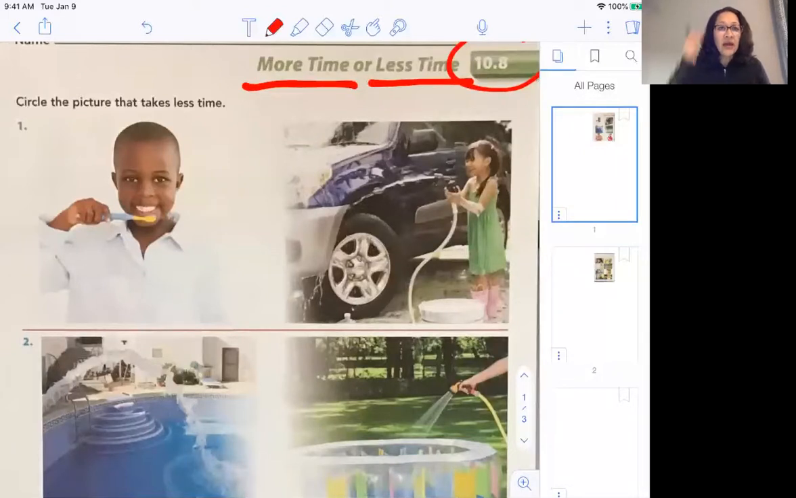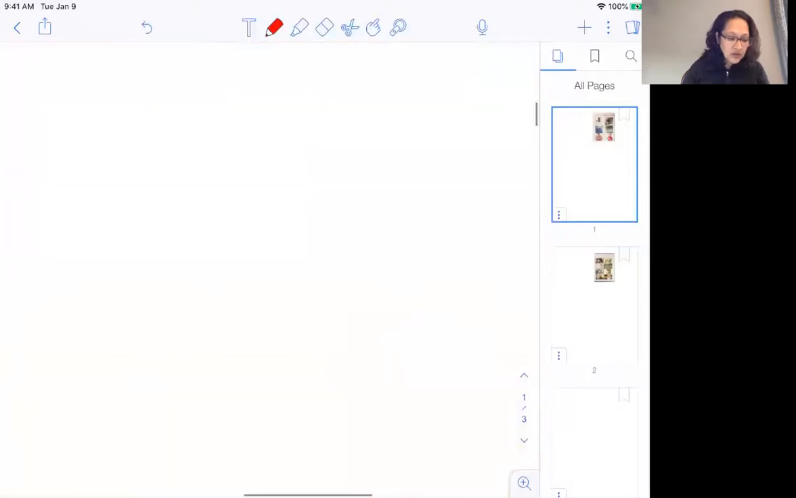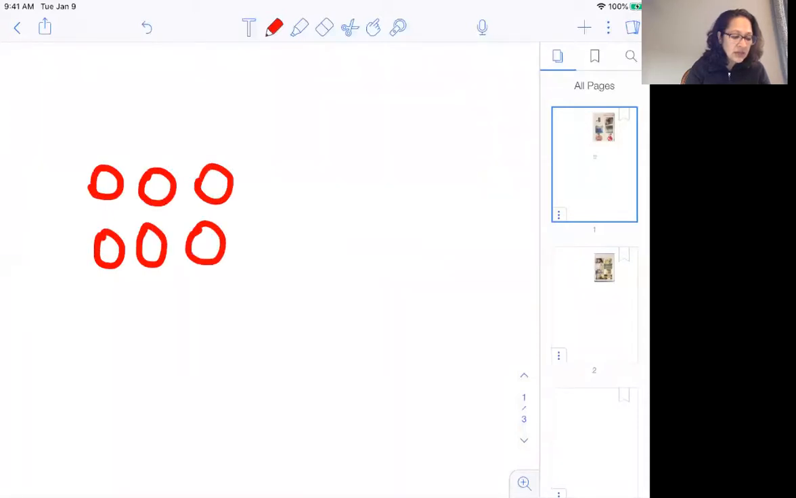So here you have a picture of a little boy that is brushing his teeth. And next to the little boy, you have a little girl that is washing the car. She's helping mommy and daddy wash the car. Again, let me go over the lesson more. So let's pretend that you have some circles here, okay? How many circles are there? 1, 2, 3, 4, 5, 6. So there are 6 circles here.